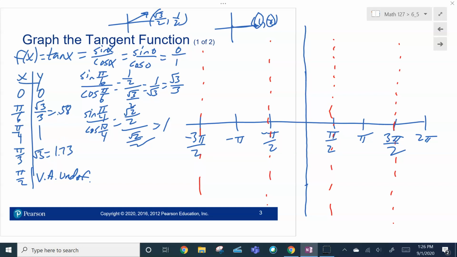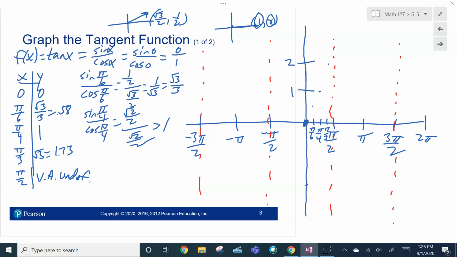Let's plot those points. Okay, so we got 0, 0. And now pi/6 about right here. Pi/4, pi/3. So pi/6, I'm at 0.58. Pi/4, I'm actually at 1 right here. Pi/3, I'm at 1.73.